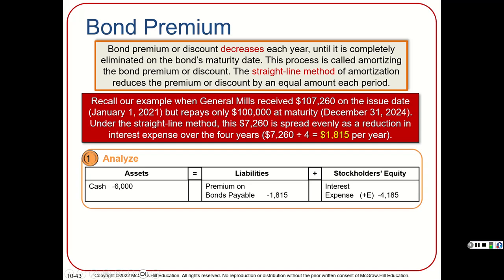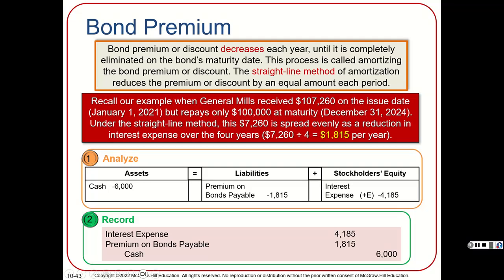So you're going to take your cash that you paid out at the end of the year. You're going to decrease that. You're going to decrease the bonds payable. Remember our initial transaction, we got $107,000, so we had to record $100,000 in the bond and the $7,000 in the premium. Okay, so then that $18.15 reduces your interest expense to $41.85 for each year. So your interest expense is increased. Your premium on the bonds payable is decreased because you're reducing that $72.60, and then you're paying out the cash of $6,000.